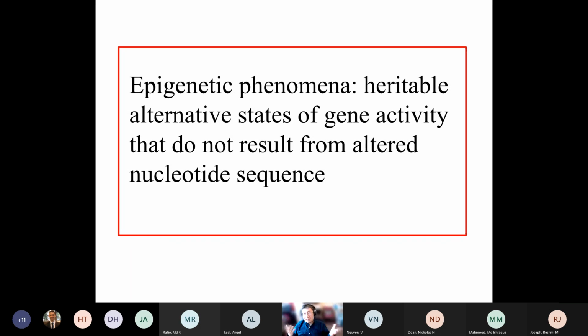So if somebody has a mutation in the DNA, and an A, adenine, is now changed to a T, thymine, that is genetics, because the DNA sequence has changed. So epigenetics must not involve altered nucleotide sequence. So three major points: heritable, alternative states of gene activity, and not related to nucleotide sequence change.